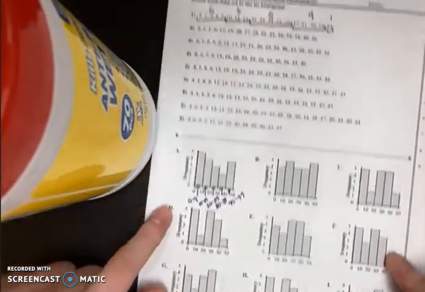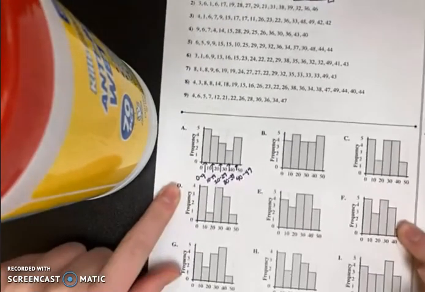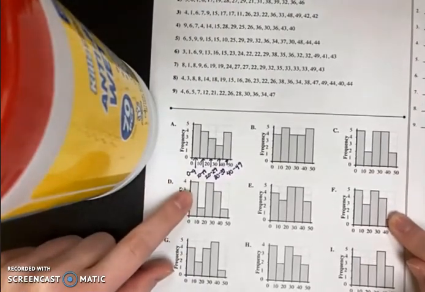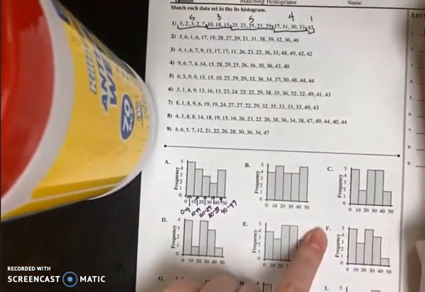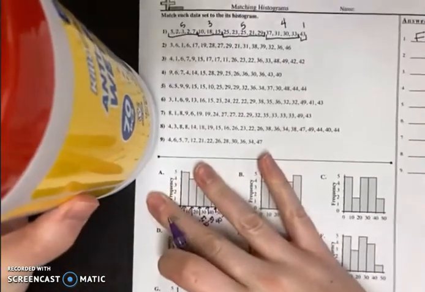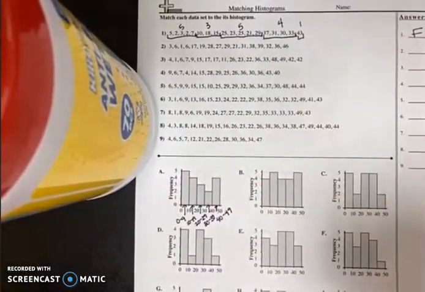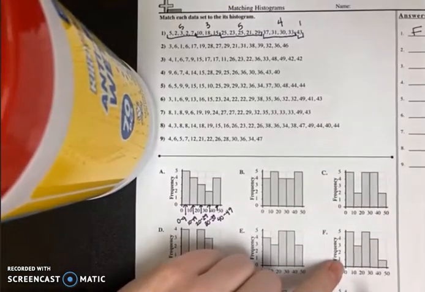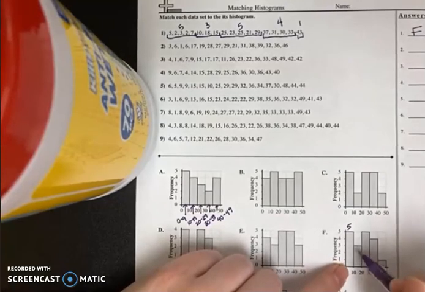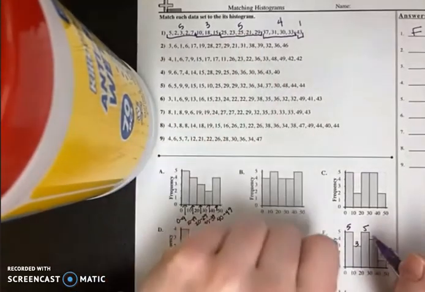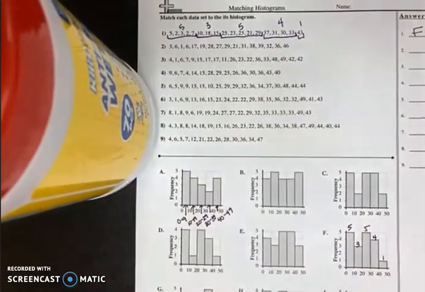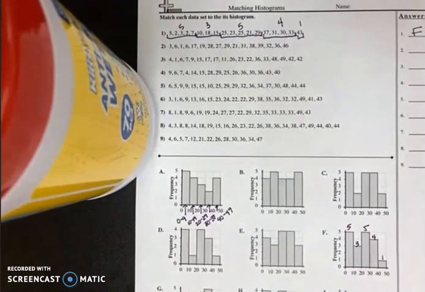Keeping these three in mind, which one has 5 in the first bar? So not this one, not this one, but this one does. So that means F is the answer to number 1. And again, you can check it just to be sure. There are 5 in the first bar, like what we said. There's 3 in the second, 5 in the third, 4 in the fourth, and 1 in the fifth. It's a perfect match. So keeping that in mind, try the rest of the worksheet.